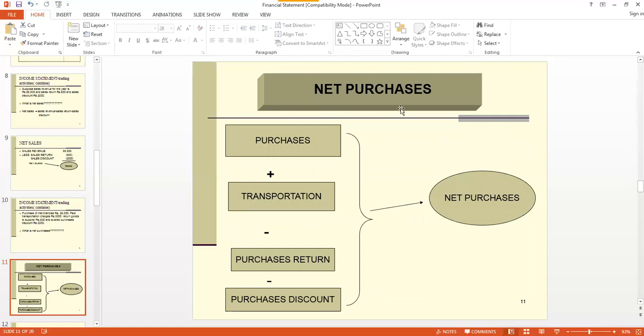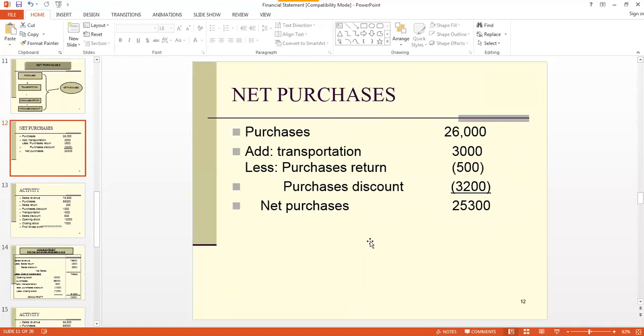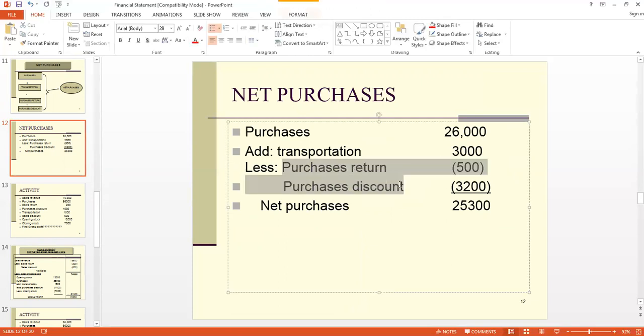This is the actual frame that I need in your mind, that when you are working on this concept, you will take purchases, you will add transportation in it, you will minus purchases return, you will minus purchases discount. So finally, you will be able to get net purchases. In accounting format, we do it like this: purchases, transportation, we will add, return and discount will be minus. You will finally get net purchases.